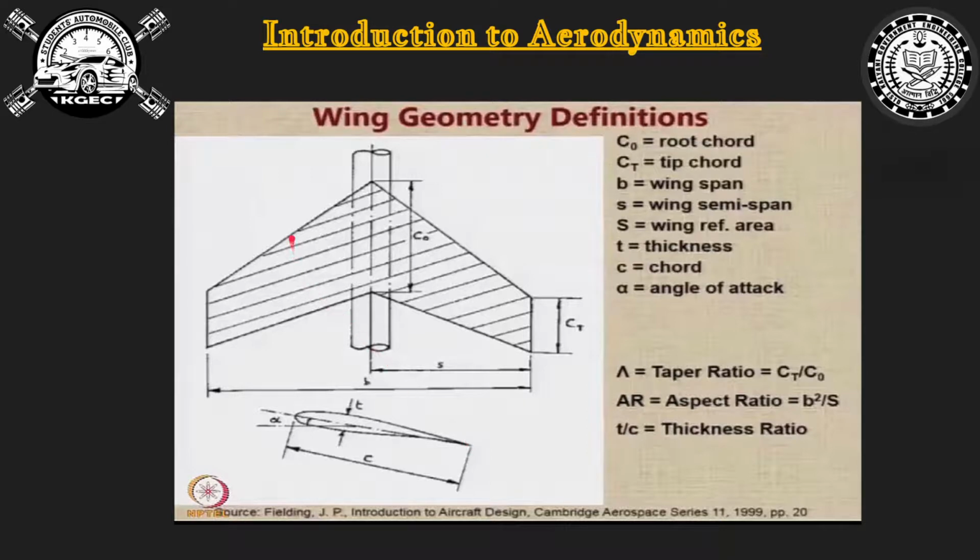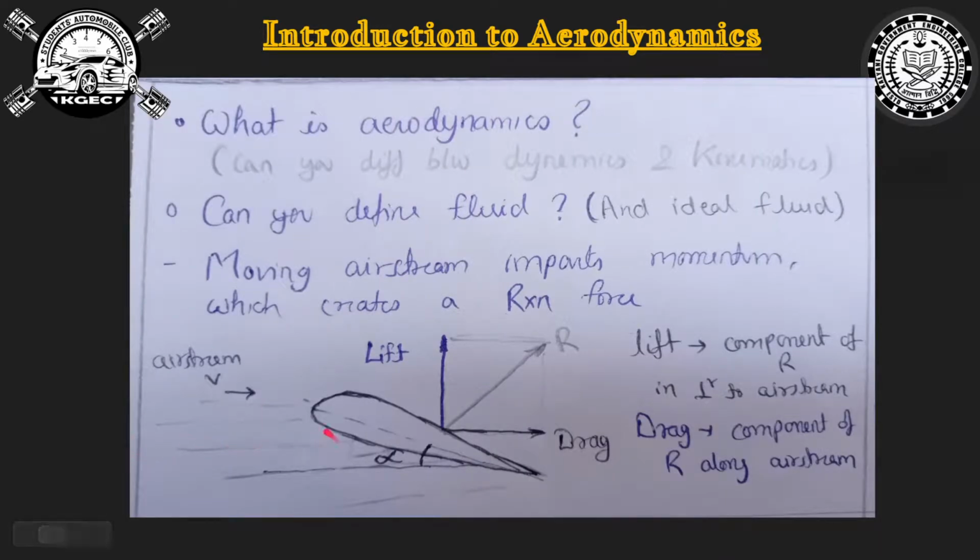We are seeing the cross section view of this. If we join the leading edge to the trailing edge with a straight line, this straight line is called as the chord of the wing or chord of the airfoil. The maximum distance between the upper surface and the lower surface is called as the thickness of the wing, and the angle with which the airfoil attacks or encounters the incoming airstream. Here the incoming airstream is like this, and this is how the airfoil is interacting with it. This angle the chord line makes with the airstream is called as the angle of attack, alpha.